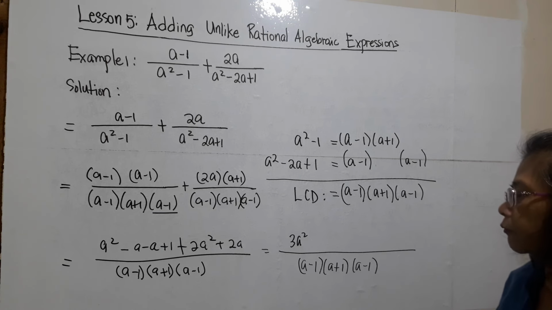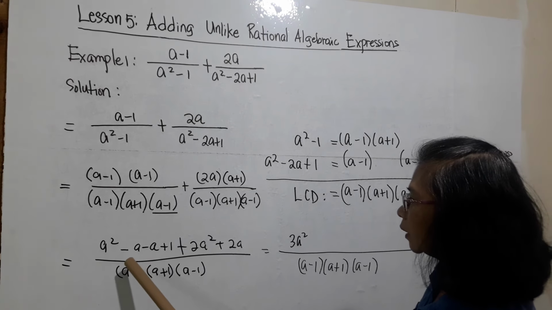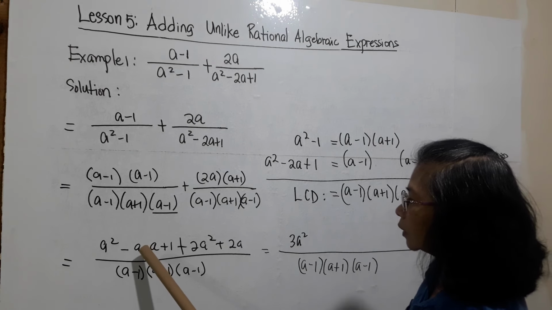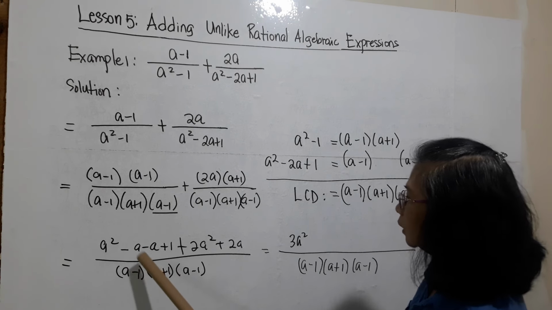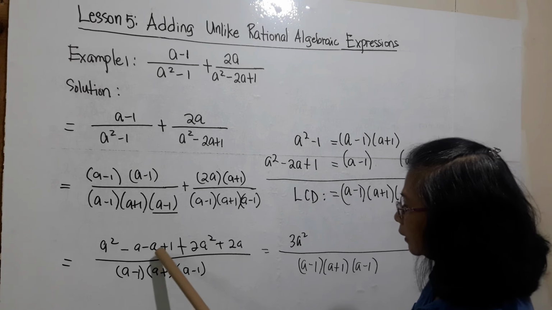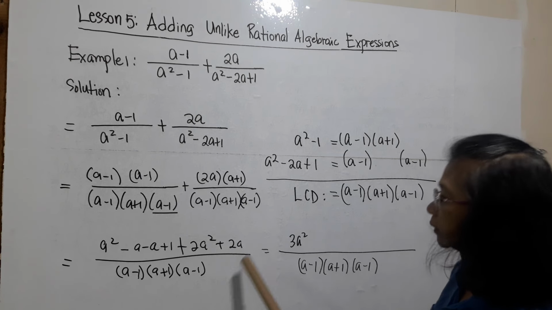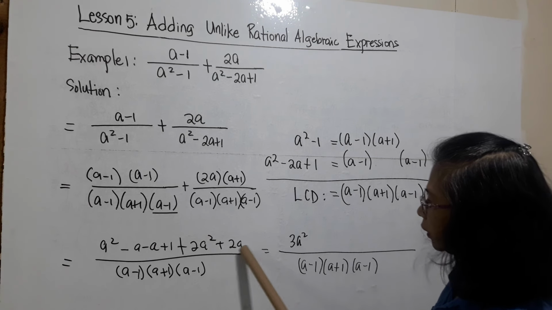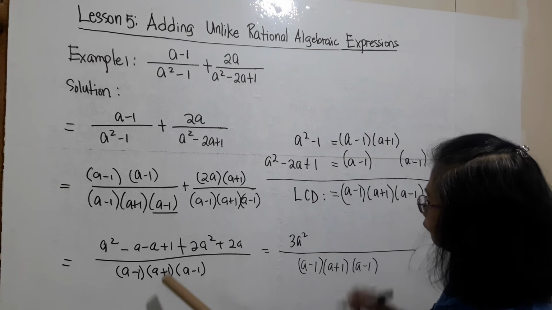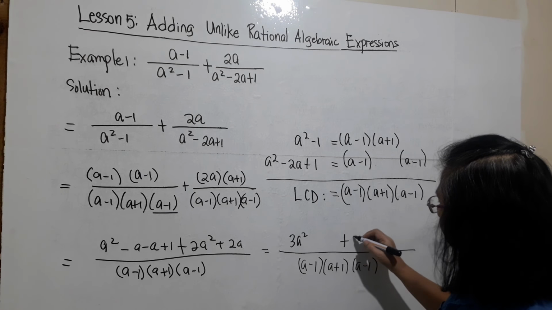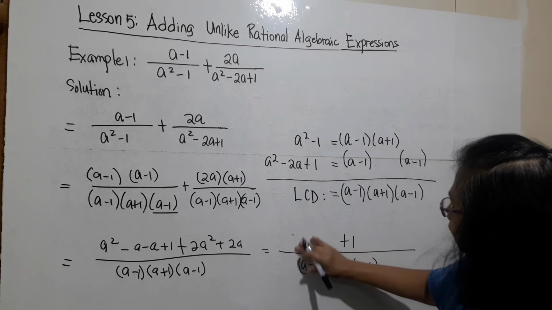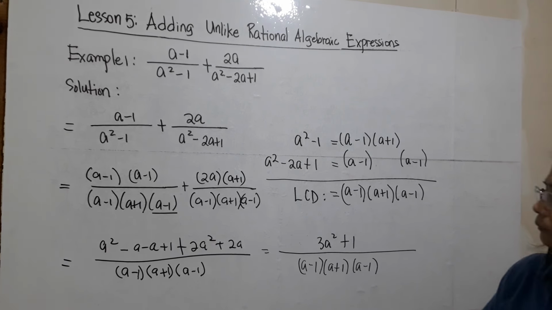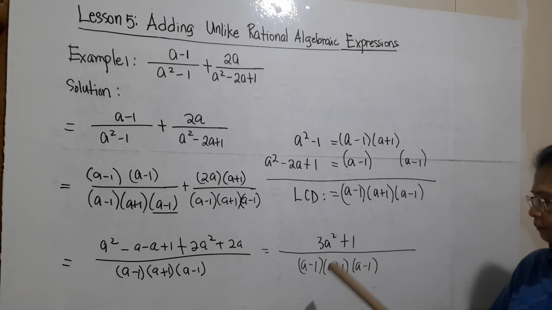What else can we combine? We have here negative a minus a, which is negative 2a, plus 2a is 0. So that means this should be cancelled together with this. What is left? Plus 1. I will write it at the middle, 2a squared. Okay?